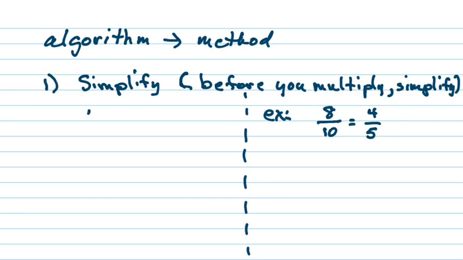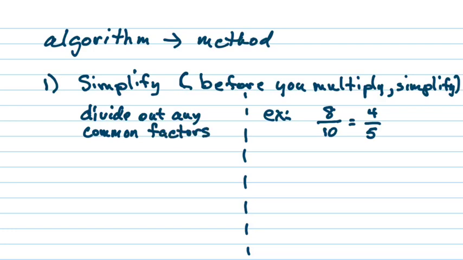So what we can do when we simplify before we multiply is divide out any common factors. It's been a while since we talked about that, but remember, factors mean things that divide evenly into each term. So here, 8 and 10 both had a common factor of 2, right? So we divided out any common factors.